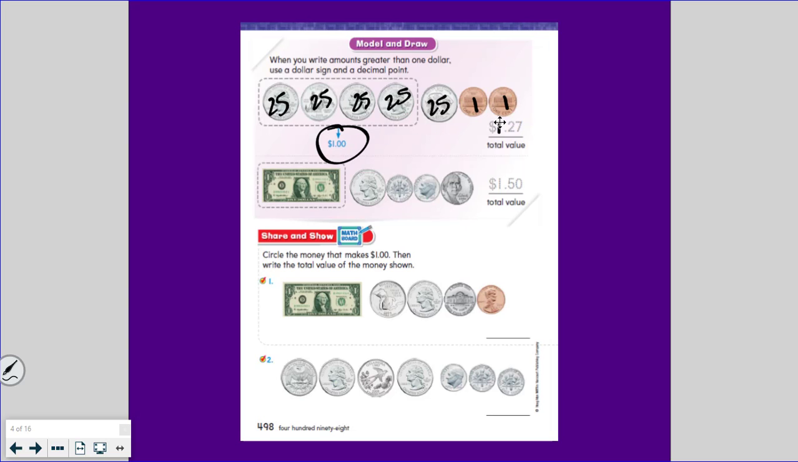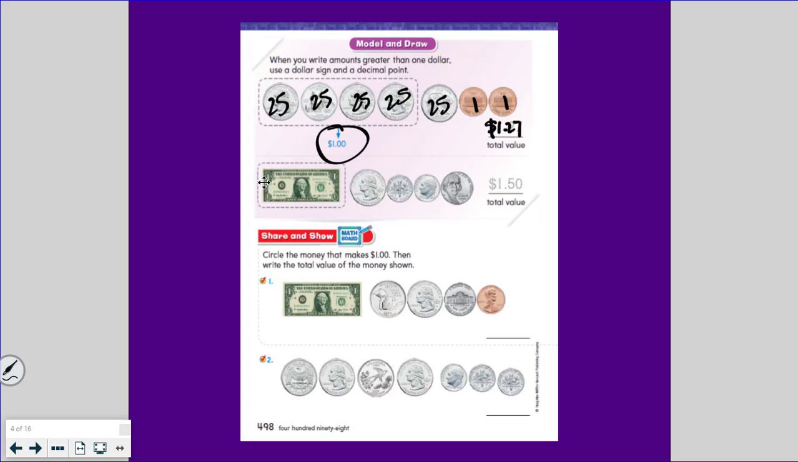This is why we don't say "and" when we say numbers. So we have $1 and our dollar sign. And that's the decimal to separate the dollars from the cents. 27 cents. That's what we have. $1 and 27 cents. Okay, another example, right?